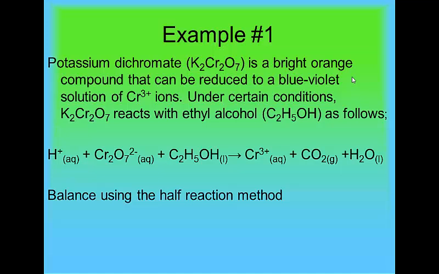We are going to start, and you just follow the rules. I'm going to drop the states of matter. I'll put them in my finished product. They just kind of get in my way. So here's step number 1. Assign oxidation states. Potassium is an ion, so plus 1.